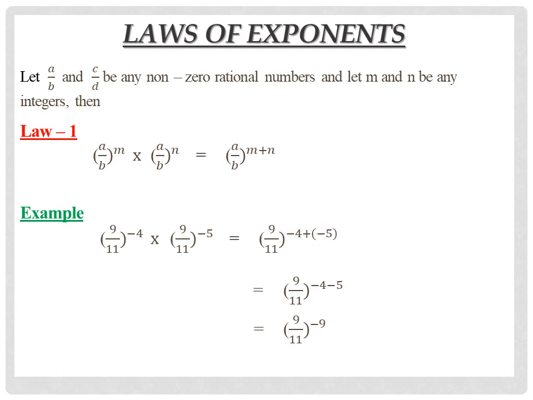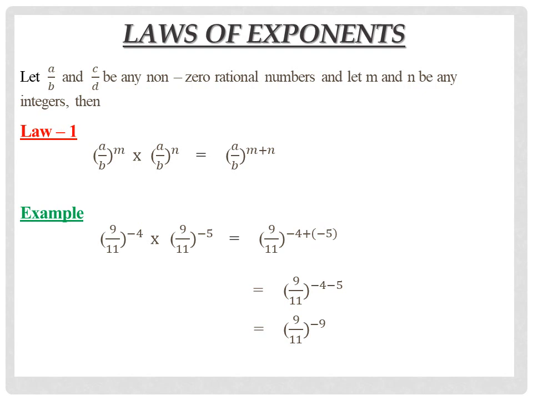So we can say that if there is a case of multiplication, you see both rational numbers are multiplied with each other, so power should be added. So in the resultant case, you see a upon b raised to power m plus n.